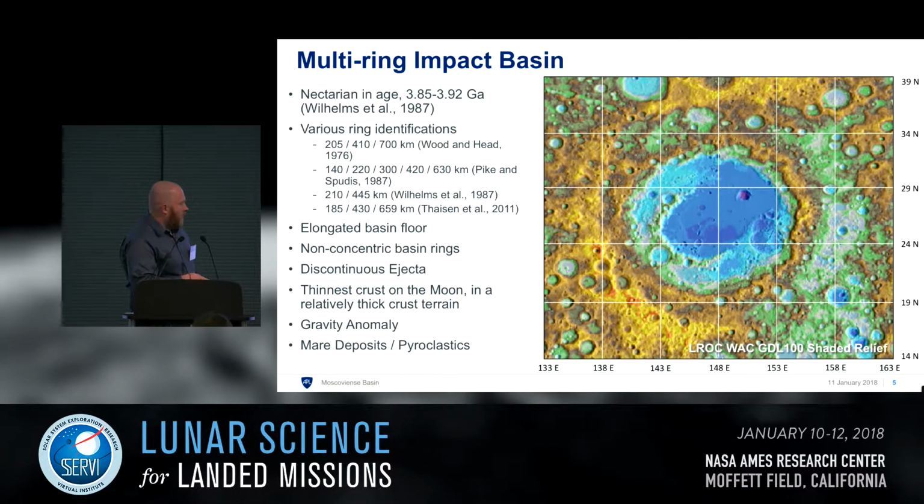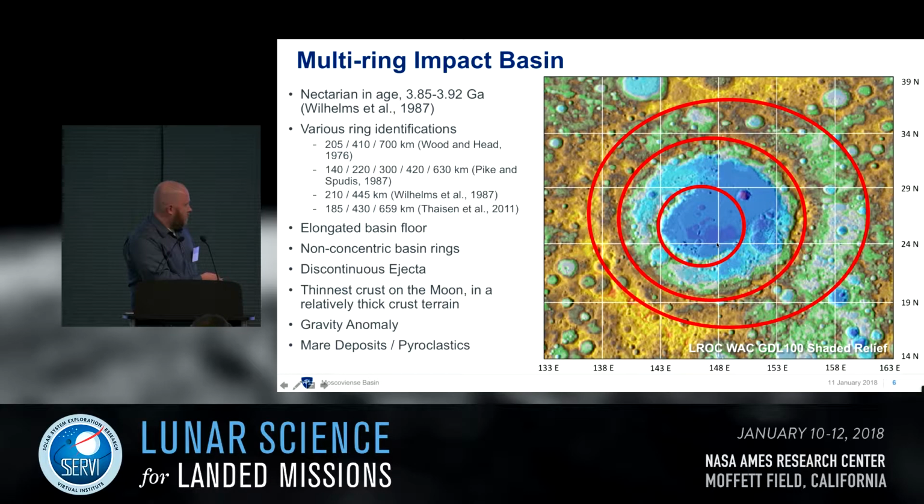It's actually a little bit easier to see here. This is a WAC shaded relief map. It's a little bit easier to see the features of the basin here. This is the inner ring, the peak ring, I should say. The peak ring represents the lowest material that was excavated. The middle ring represents the edge of the transient crater during formation, and then the outer ring represents the region that has slumped following basin formation.